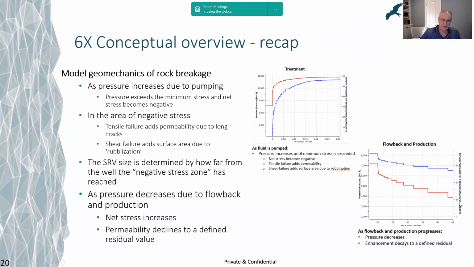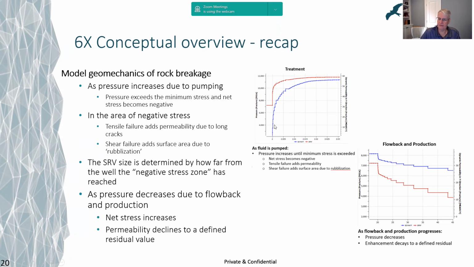So as we said earlier, we increase the pressure by modeling the injection from the pumping schedule in the simulation model. So the pressure increases, it exceeds the minimum stress, and the net stress becomes negative. Negative net stress means that the rock is broken and we start adding enhancement. So here's our pressure going along at the initial reservoir pressure and then increasing when we're doing our pumping. At some point in here, it exceeds the minimum stress and we get a negative net stress.